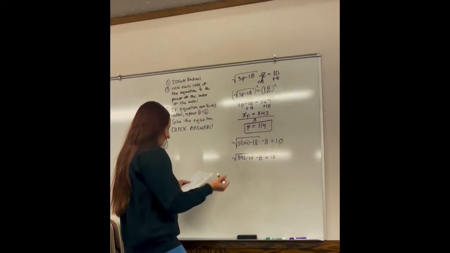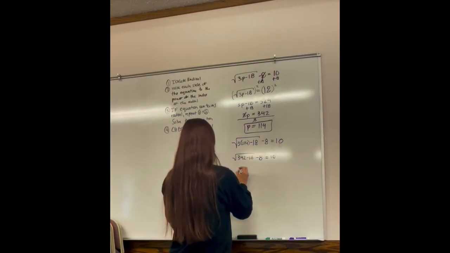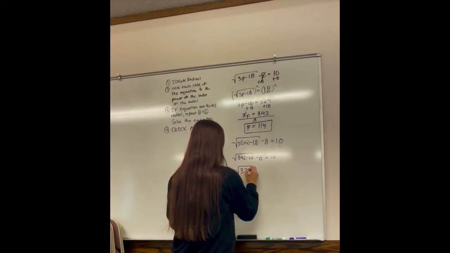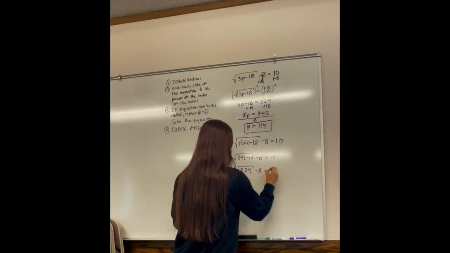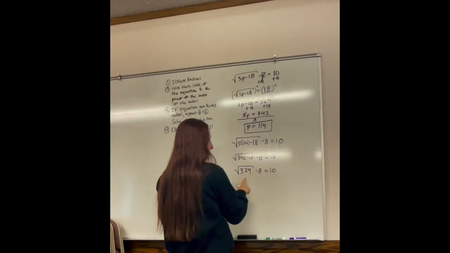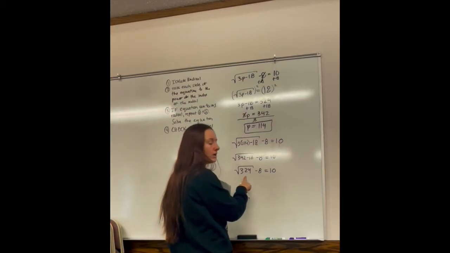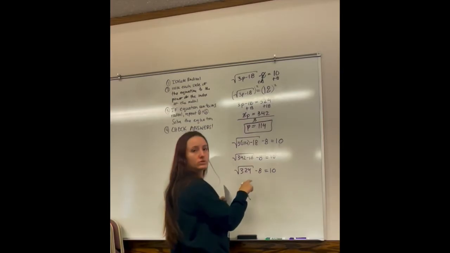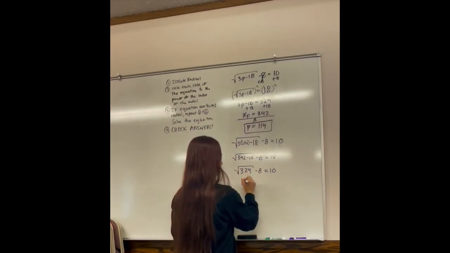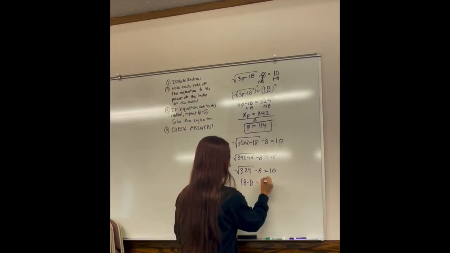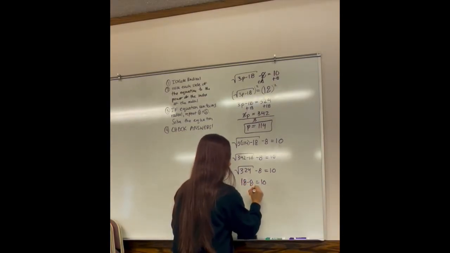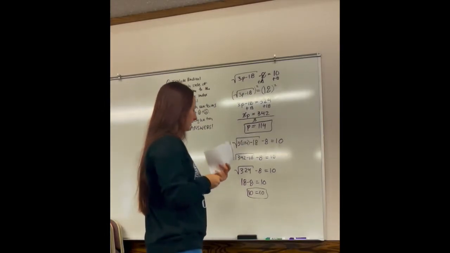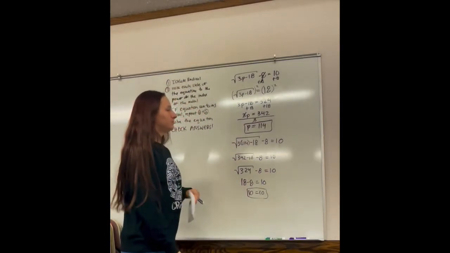And then this is going to equal 324. The square root of 324 minus 8 is equal to 10. If you plug this into your calculator, it will give you 18. So the square root of 324 is 18, minus 8 is equal to 10. 18 minus 8 is 10, which is equal to 10. So we have the right answer. Beautiful.